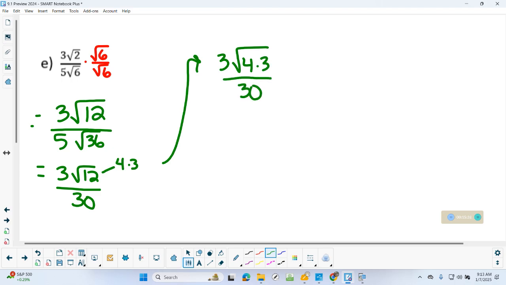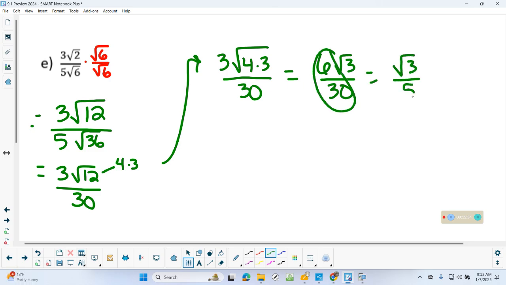This is the never-ending problem, people. Ooh. What's the square root of 4? 2. Times 3 in the front. 6. So we have 6 square roots of 3, 30 on the bottom. And we're almost done. What are you going to reduce now? 6 and 30. Oh, that was a lot for a first day back after winter break, if you ask me.